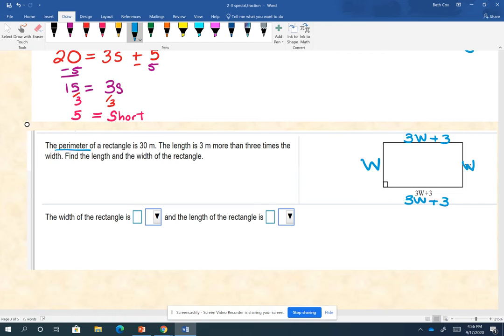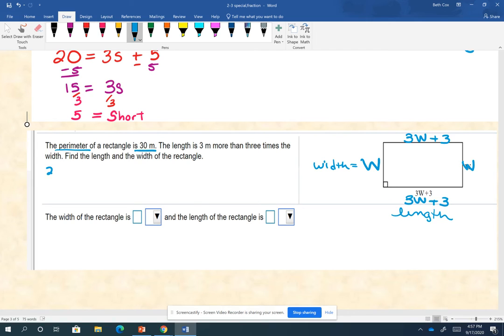And so the perimeter of this rectangle is 30. And it says the length, which is this one, this is the length, is 3 meters more than 3 times the width. And this is the width. Again, see how variables are not just generic, they absolutely represent things. W this time represents the width.